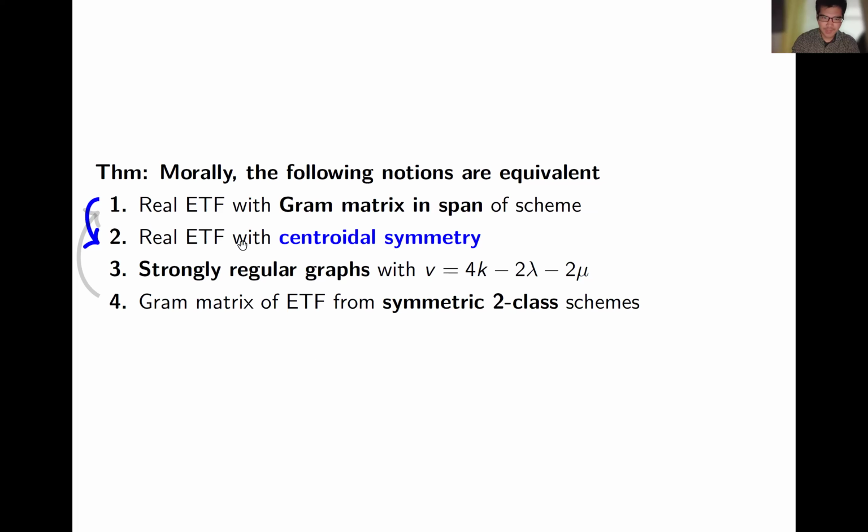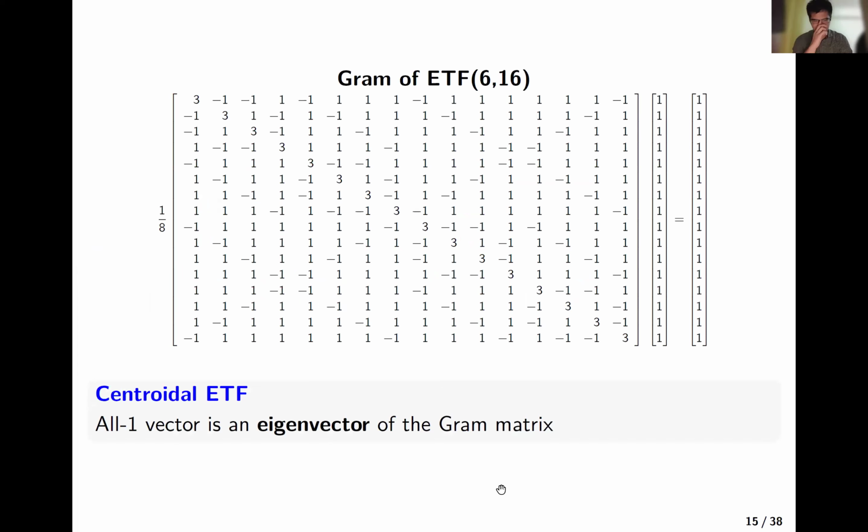Now, for something more interesting, we have this next arrow over here. If I have the Gram matrix of a real ETF that comes from the span of an association scheme, it's actually a real equiangular tight frame with a certain kind of symmetry, and this is called centroidal symmetry. So let's talk more about that. We call an ETF centroidal if its Gram matrix has the all-one vector as an eigenvector. Geometrically, it has a kind of symmetry with respect to a centroid or an axis. But algebraically, we can just say that the all-one vector is an eigenvector of the Gram matrix.